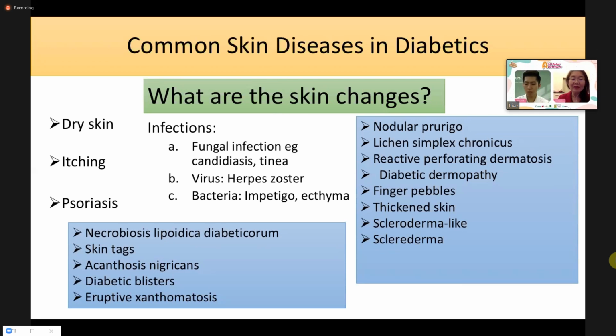The list is long, so I'm not going to elaborate on that, but some of it can be associated with diabetes and is very common, like a skin tag or acanthosis nigricans. In some patients, they certainly found that they have darkening on the skin, on the neck, and on the armpits area. And why is it so? They're not sure why it is. So one of the causes is diabetes.